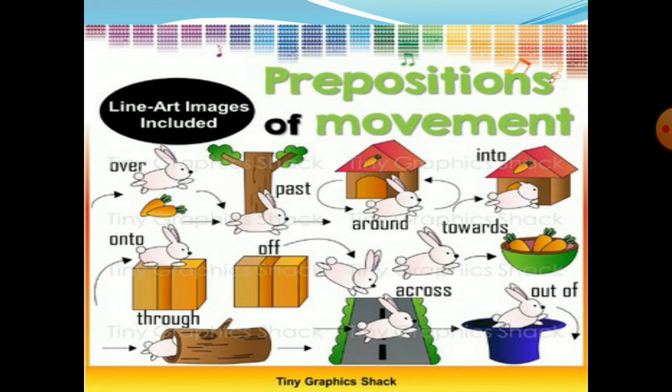Now the next is prepositions of movement. The prepositions like through, along, across, into, out of, towards, onto, all these prepositions establish the relationship of movement. Like for example, the rabbit ran across the road. Or you can say the rabbit is running around the hut. The rabbit is coming out of the hat. So all these prepositions across, around, then out of, they establish the relationship of movement.